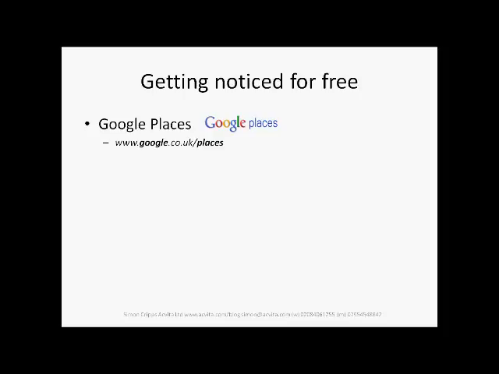So go to google.co.uk/places, make sure your business is registered there, and then make sure you verify it. When you verify it, they'll send you a postcard. You need to type in a PIN that they provide you, and that'll verify it, and then you can add on various bits and bobs onto the settings there.